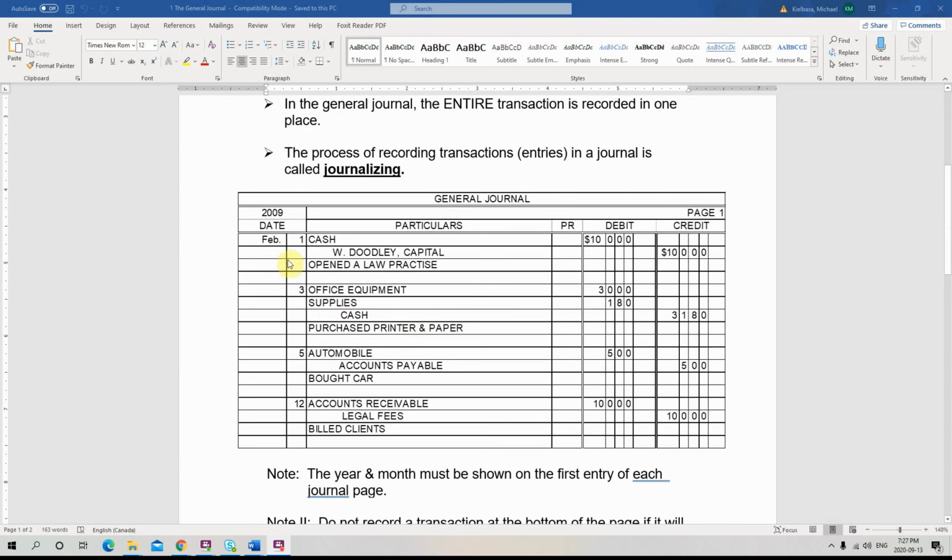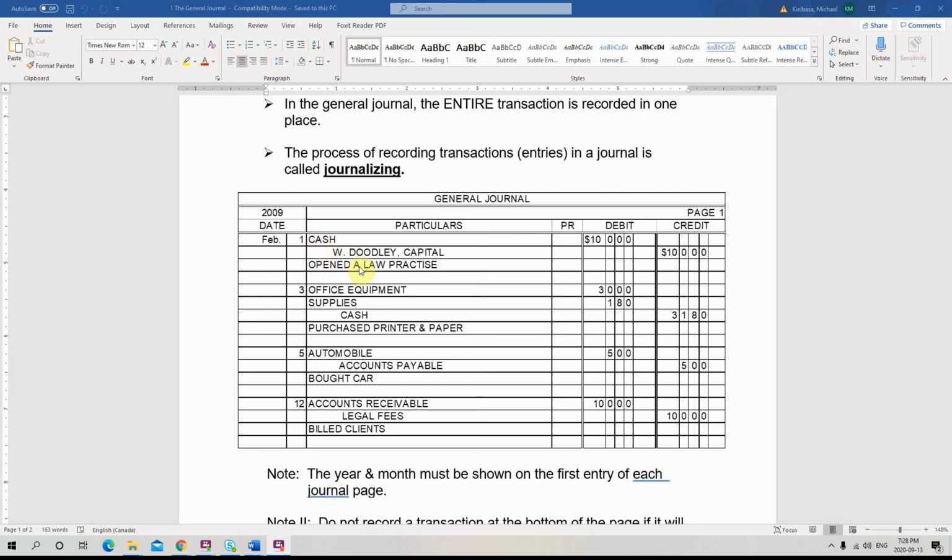So the first thing you're going to do is indicate the year above the date box and then indicate the page number. Now, if you haven't finished recording all your transactions, the next page will be page number 2, page number 3, and so on and so forth. So you're going to record your debits first.